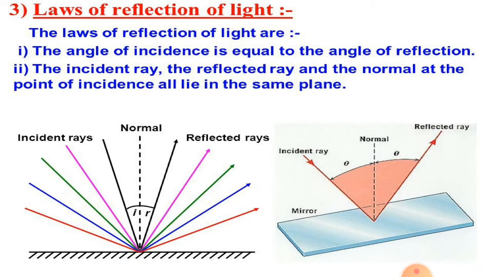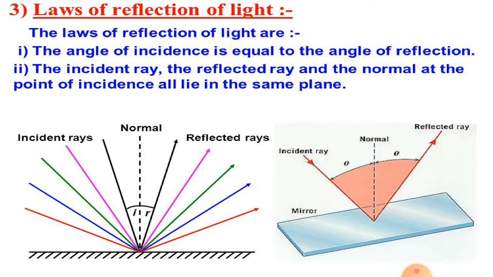There are two laws, the first law and the second law. Let's start with the first law. According to the first law, the incident ray, the reflected ray and the normal, just look at the diagram given to you, all lie in the same plane. This is the first law of reflection of light. According to the second law, the angle of incidence is always equal to the angle of reflection.